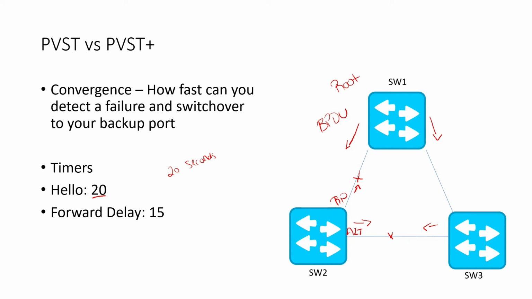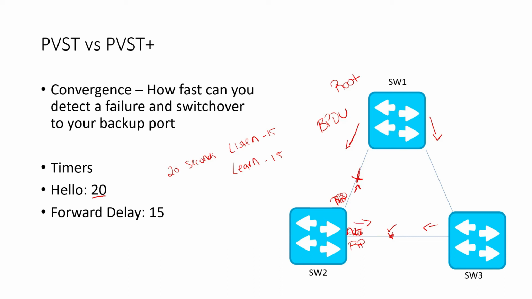So 20 seconds goes by. He hasn't received the BPDU. Now he's saying, okay, this path is no longer available. You can't be my root port. I'm going to transition you from alternate to root so I can start using this link right here. But remember, before he goes into the forwarding state, he has to go through listening, and then he has to go through learning. You've got to go through listening for 15 seconds, and learning for 15 seconds.